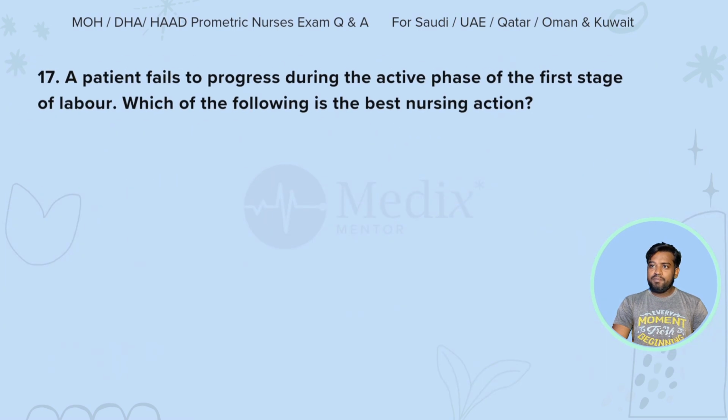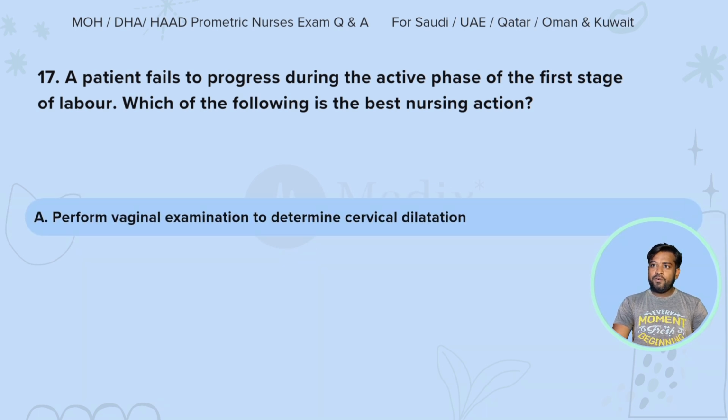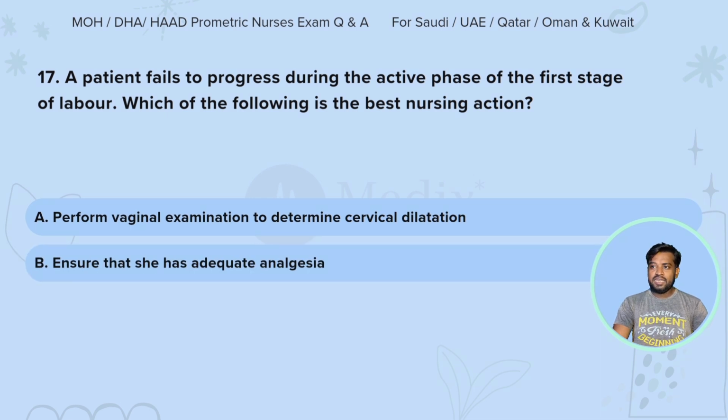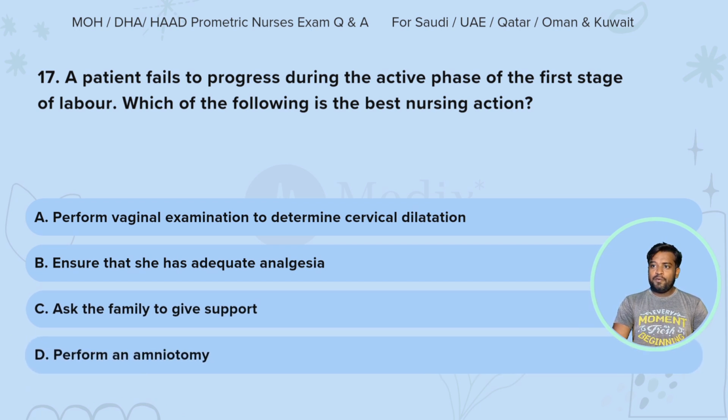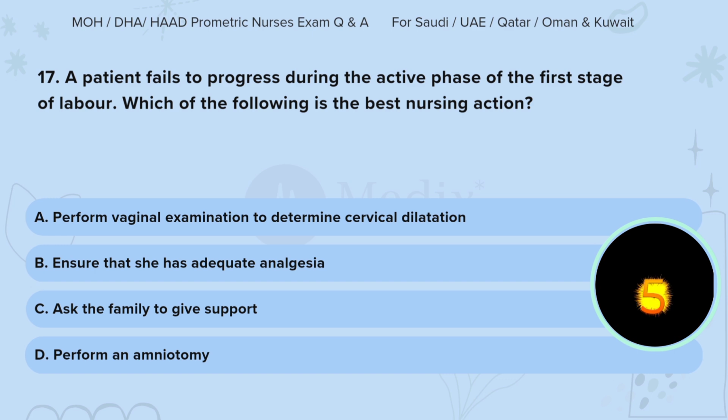Question number 17. A patient fails to progress during the active phase of the first stage of labor. Which of the following is the best nursing action? A. Perform vaginal examination to determine the cervical dilation. B. Ensure that she has adequate analgesia. C. Ask the family to give support. D. Perform an amniotomy.